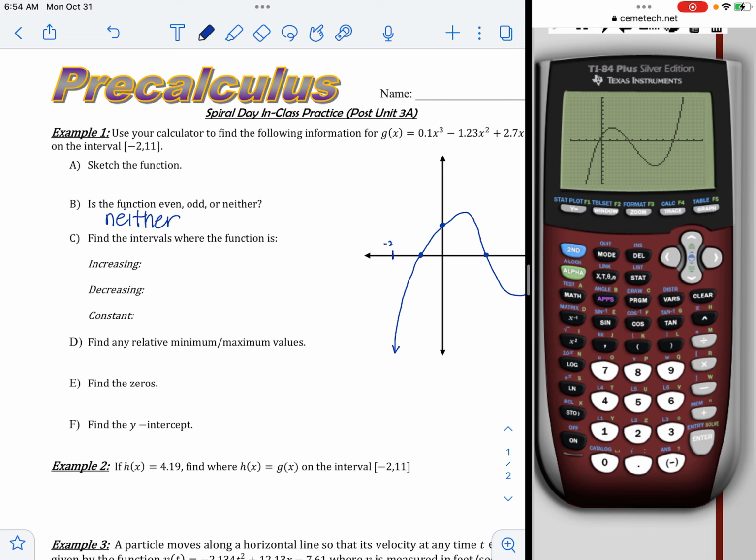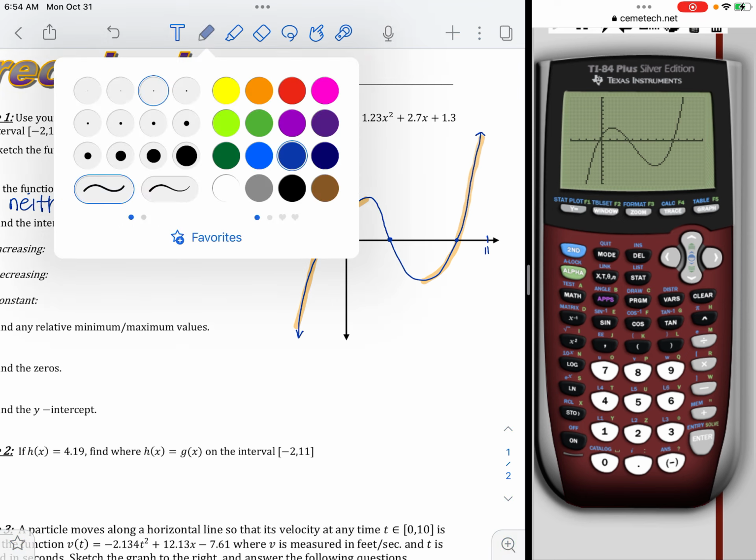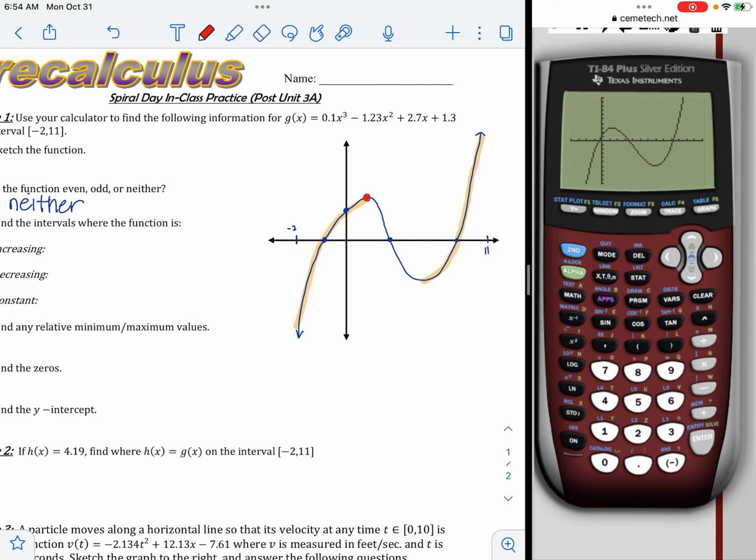All right, next it says find the intervals on which the function is increasing, decreasing, and constant. So I can see the function is increasing from here to here and from here to here. So I want to know what those intervals are, okay? Let me change colors here. I need to know what this point is and this point is so that I can see the x. I need those x values. I might as well get the points, right? So that's a max and a min.